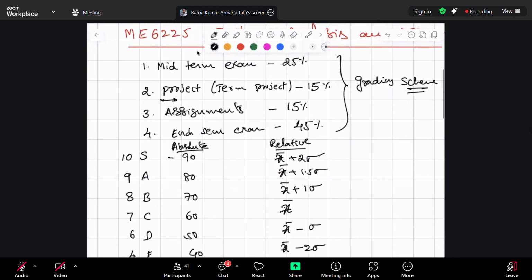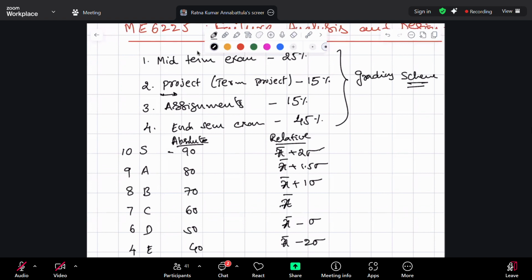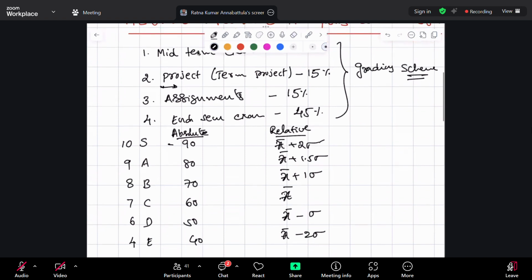Okay. So let me make a disclaimer. In this course, or for that matter, any course in IIT Madras, there are two things that are extremely difficult. The first is to get an S grade. And the second is to fail in a course. Both of them are not easy. You really have to work extremely hard to get either of these two.